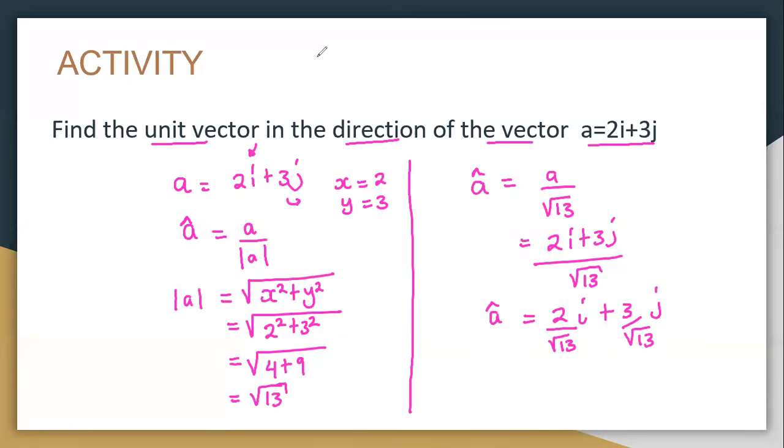Are we on the same page, members? Are we still together there? Okay, that is good. Someone is asking, aren't we supposed to rationalize? Even if you rationalize, you get the same thing. There is no problem. If you want, you can rationalize, but that one is also enough.